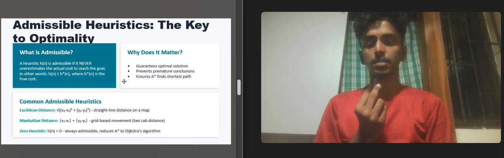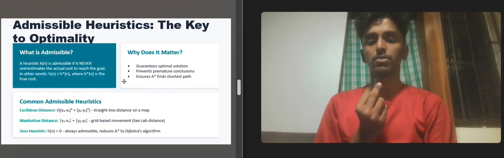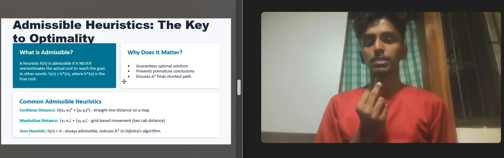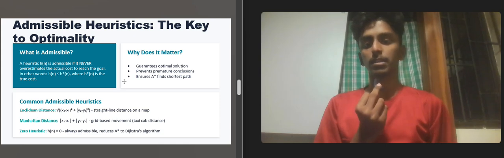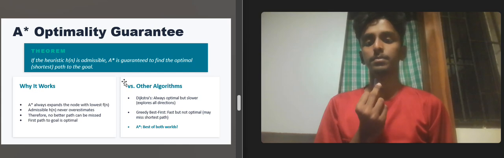A heuristic is admissible if it never overestimates the actual cost to reach a goal. This is important because it guarantees that A star finds the optimal solution. Examples include Euclidean distance, Manhattan distance, and zero heuristic, which makes A star behave like Dijkstra's algorithm.